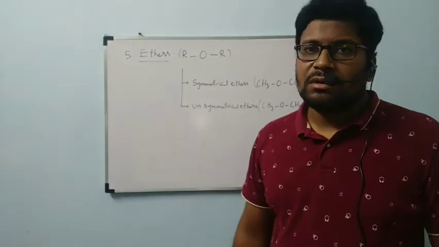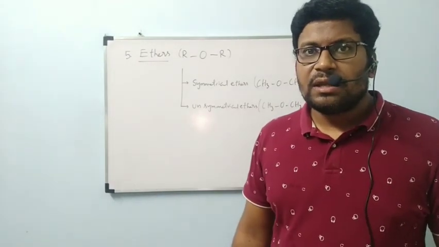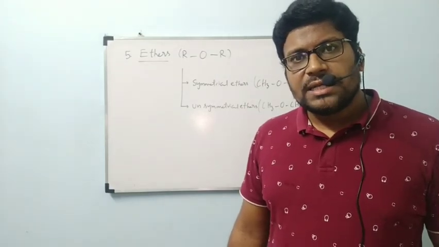Now the fifth functional group, that is ether. We are trying to give the names of ethers now. In the next class we will see how we are going to give the names of symmetrical ethers and unsymmetrical ethers.